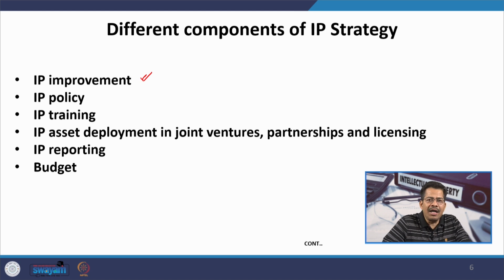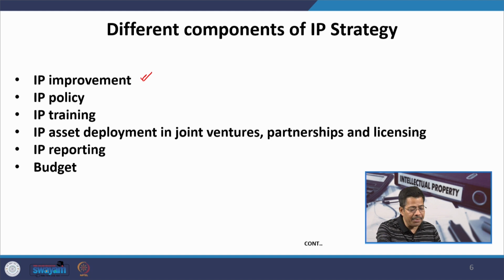For improving the IP culture in your organization, a lot of training is required. Searching the databases, nitty-gritty of IP, how to write the patent application, how to respond to the queries of examiners, all these are important things. Not only these things, but also how to monitor your IP portfolio, how to minimize the cost related to IP spending. These are also part of your IP training activities.